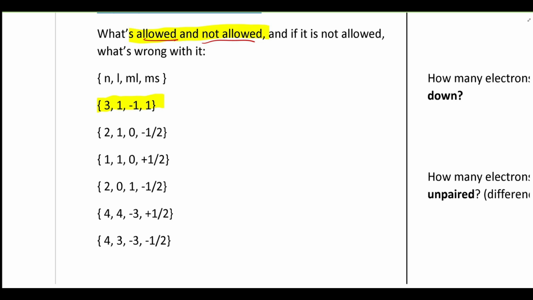Not allowed. This one is not allowed. Which one is incorrect? The MS in this case, right? So MS value can only be plus 1/2 or -1/2. So in this case, the MS value is 1, so that's not an allowed state. It could either be a positive 1/2 or just -1/2. So this particular state is not an allowed state. So it's like one of the keys in a piano that doesn't actually exist. Right. So how about the next one?